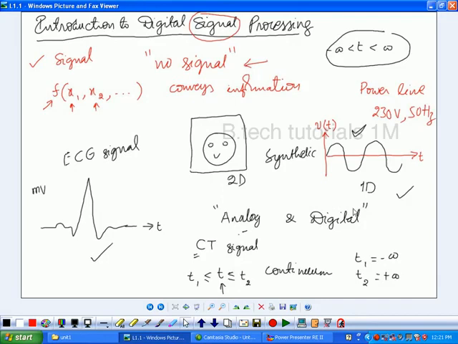What about the digital signal? How can we obtain the digital signal?